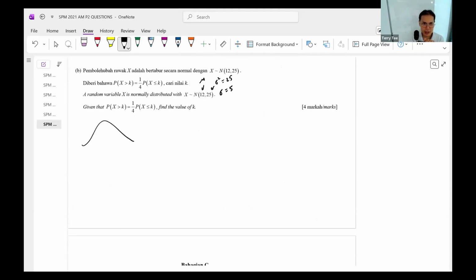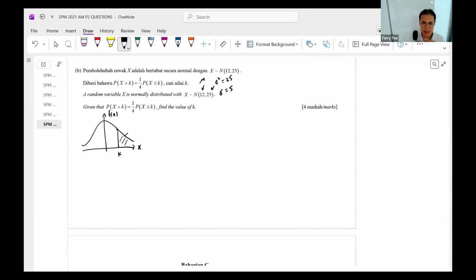So maybe I do a sketch here. This is called a standard normal distribution. Okay, one moment. I need my table. Okay, so here, this is what we call a random normal distribution. It's not a standard normal distribution. This is x versus f(x). So where's your k? Probability x more than k is 1/4 of x less than k. So maybe I put k here. This is x more than k, correct? This is 1/4 of the whole thing, 1/4 of less than k.